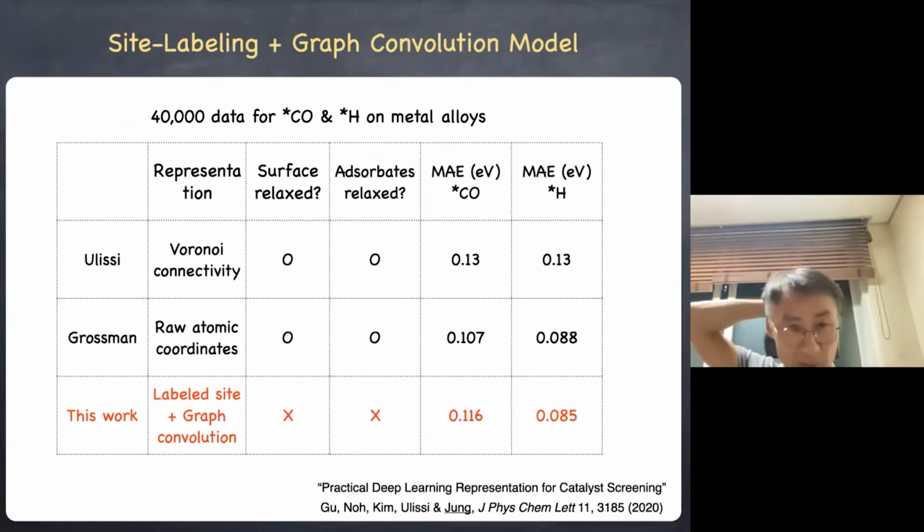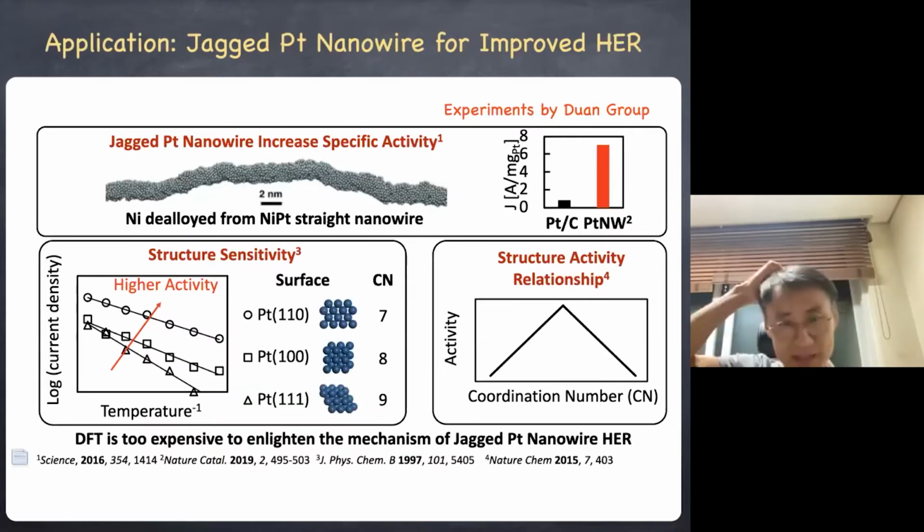We benchmarked our method against a couple of methods in the literature, and we obtained accuracy pretty comparable, sometimes slightly better, sometimes slightly worse than these existing methods. But the key difference is that our method does not require geometry relaxations, of either the surfaces or the adsorbate-bound surfaces. Without that, this could be used as a practical way of representing catalyst surfaces for binding energy applications.